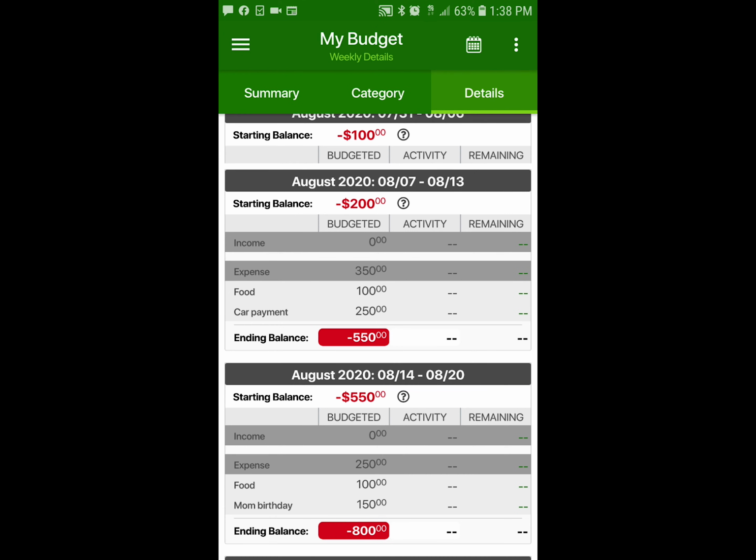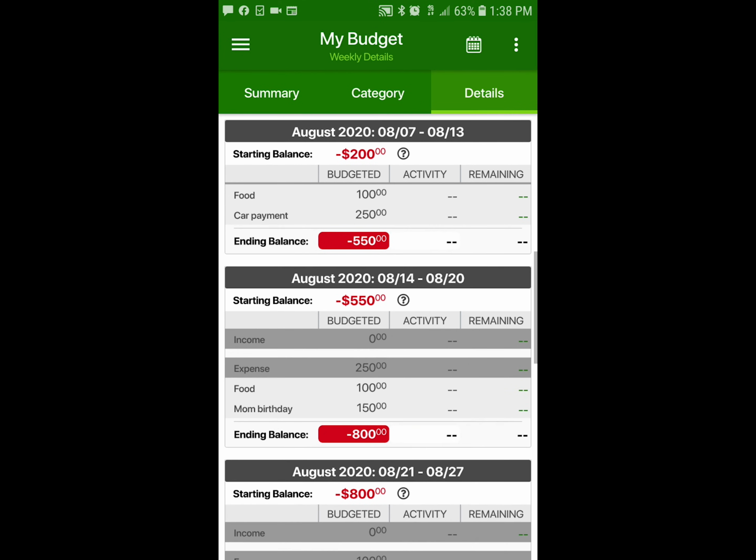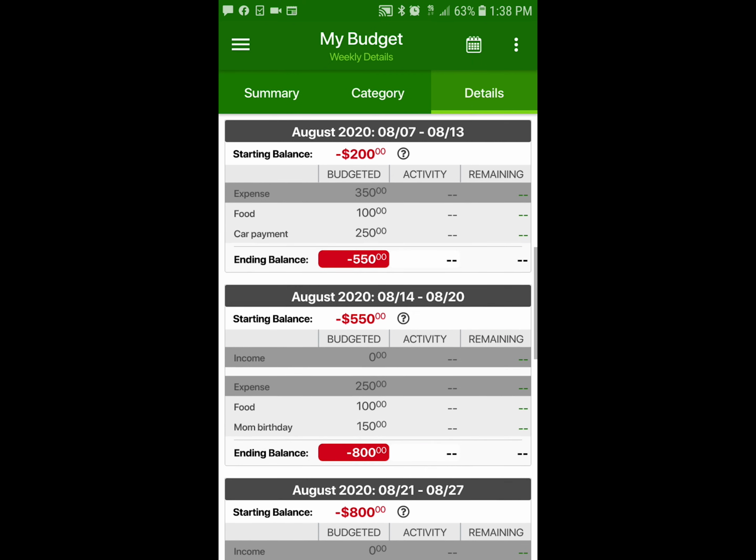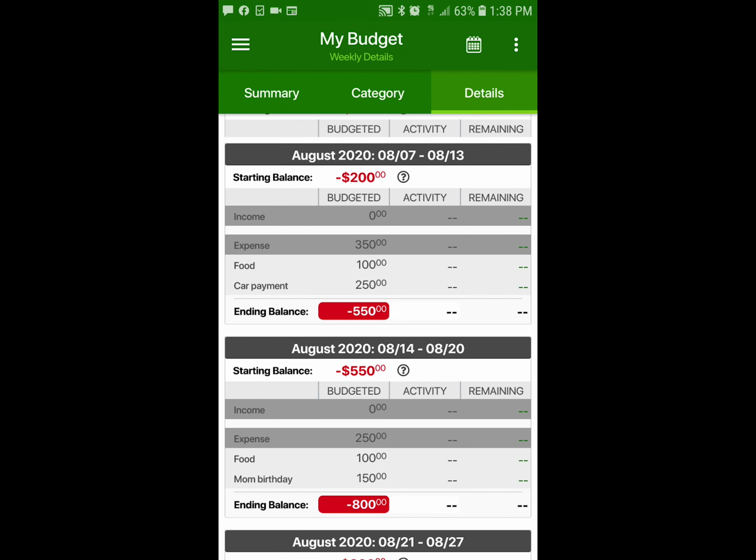And then we keep scrolling through there. You notice you go down that week and you see the expenses is $250. You have $100 budgeted for food, and then you have the $150 that was budgeted for mom's birthday. So now the ending balance carries down to minus $800. So you see the food got put in your budget every single week, $100. And notice that the car payment got put in just that 1 month. And notice that mom's birthday got put in just in that week.